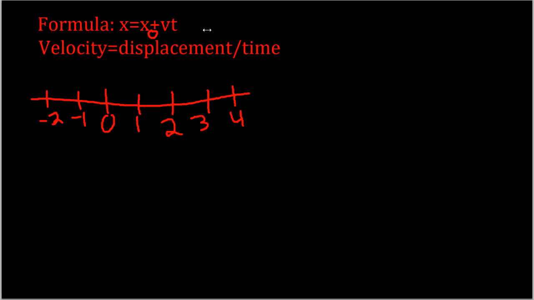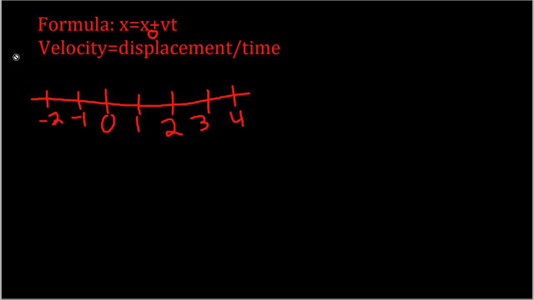So the formula you're going to need to know for motion with constant velocity is x equals x naught plus vt, where x naught is your starting position, wherever you start, plus your velocity times your time. So let's say we have this line right here, and we're just moving in an x direction, only in one dimension. I'm going to make things really simple here.